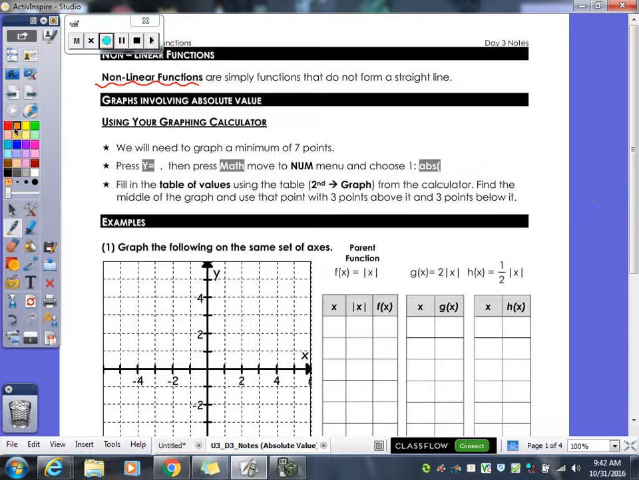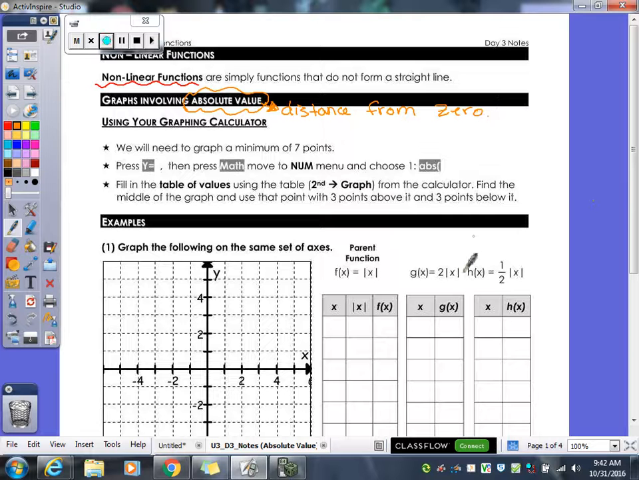So the ones we're doing today are our absolute value graphs. Now, first off, do you guys remember what it means to have absolute value? Anybody remember the definition? It has to be a positive number, but why? Absolute value is your distance from zero.